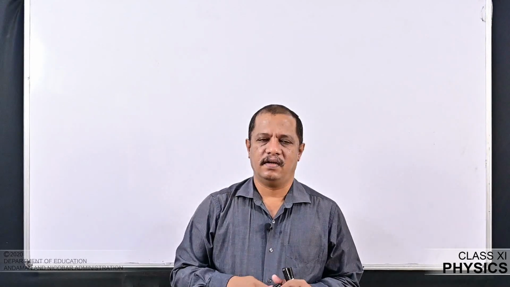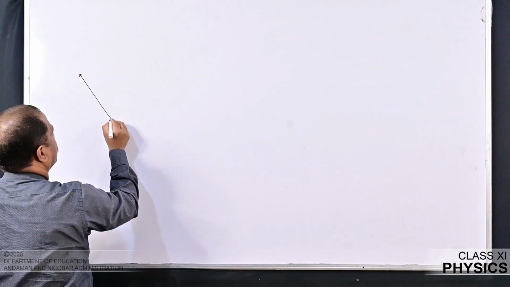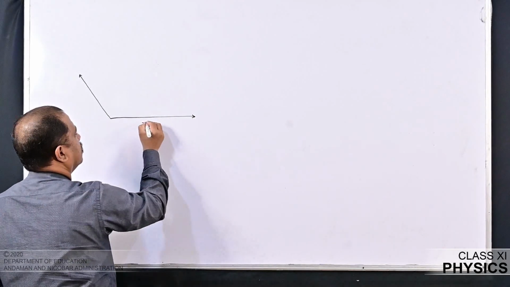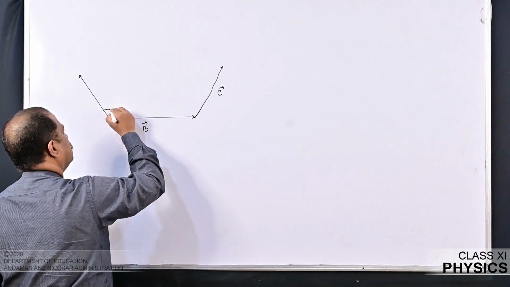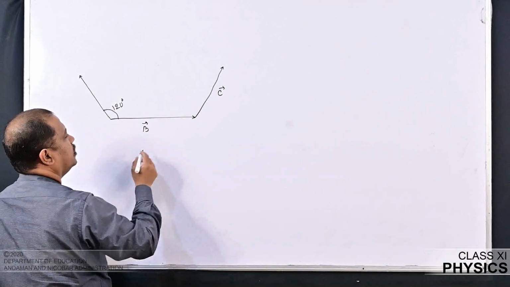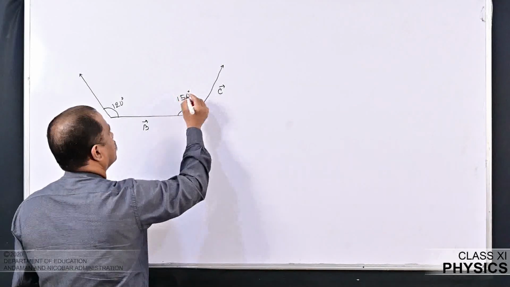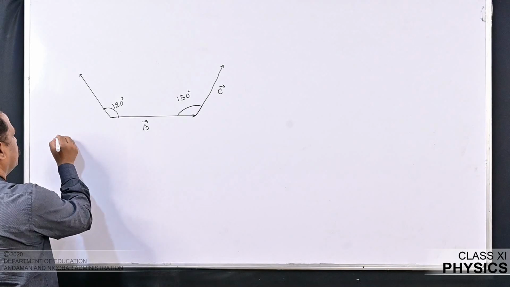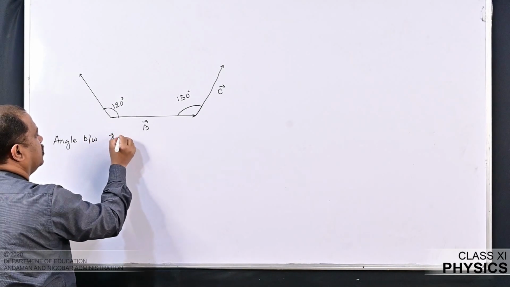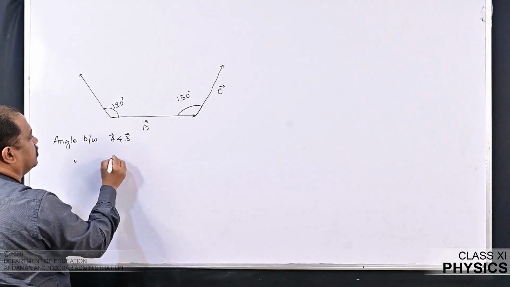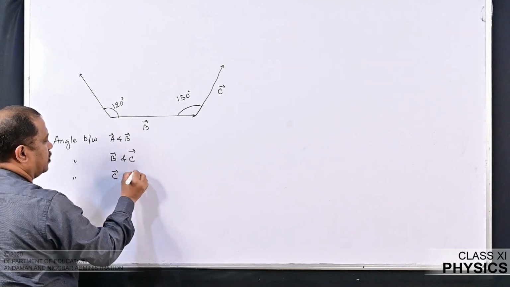Let us try to see another example. Say I have a vector like this, A. Say this is a vector B and this is a vector C. And let me assume that this constitutes 120 degrees and this constitutes 150 degrees, 50 degrees. I have to find the angle between vector A and B. Similarly, I have to find the angle between vector B and C. Also, I have to find the angle between vector C and vector A.